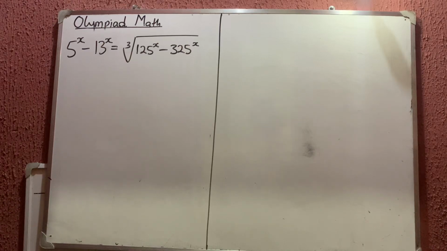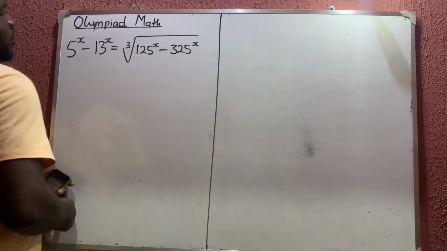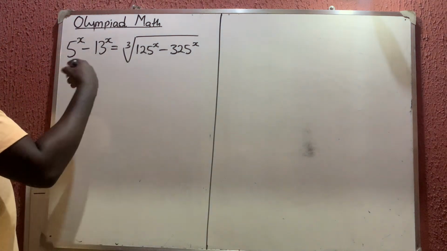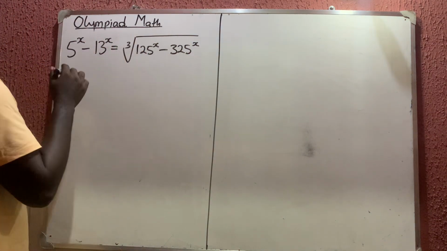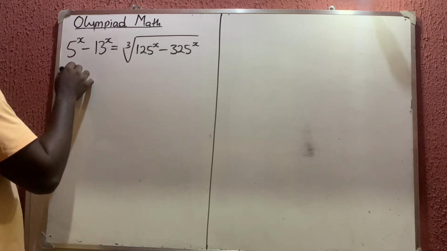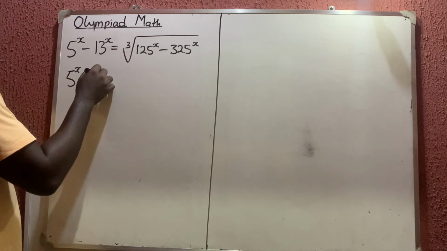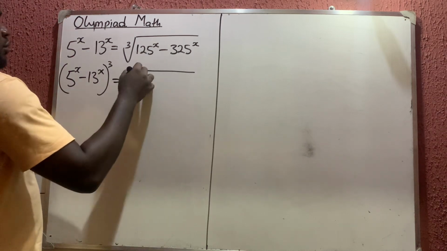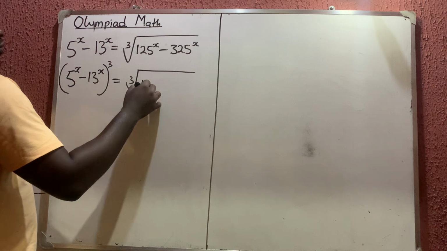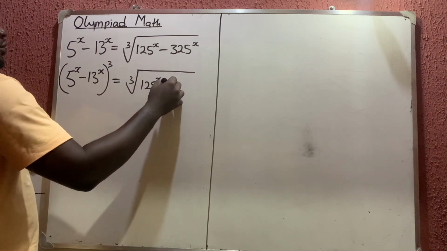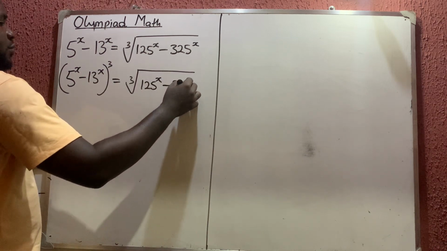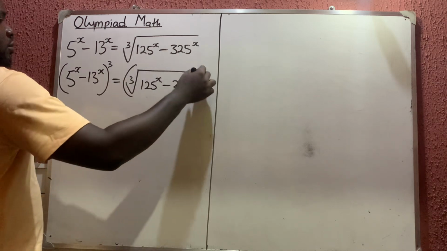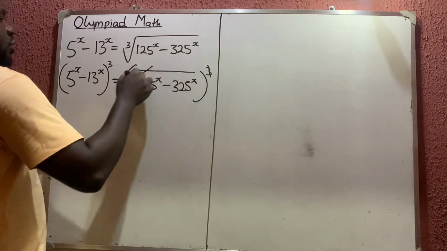All right, let us quickly solve this Olympiad math problem. Okay, so now we can easily cube both sides so that this cube root will go. Okay, so I have (5^x − 13^x)^3 is equal to the cube root of (125^x − 325^x) all cubed. Okay, so cube will take care of cube roots.